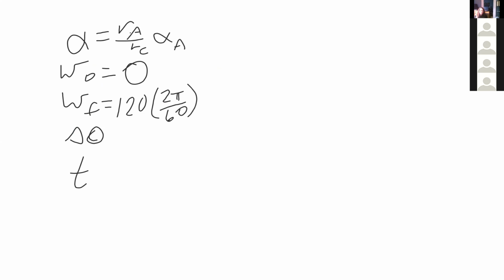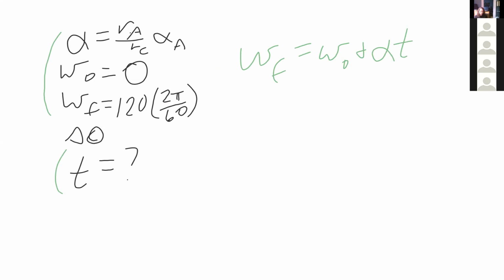And then we don't care about delta theta, we're just asked to find the time. So we just pick the equation that has acceleration, initial and final velocity, and time. Remember that was v final equals v initial plus at, which is now omega final is equal to omega initial plus alpha t. Okay, I'll leave the rest of that problem up to you.